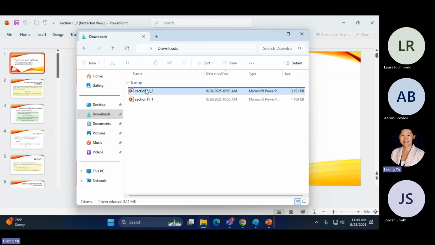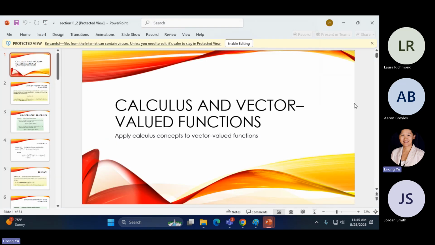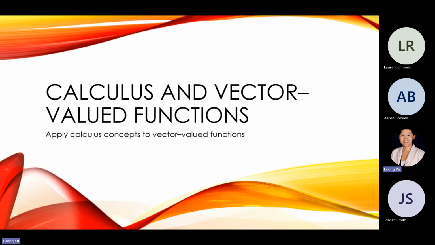Try 11.2. 11.1 introduced vector valued functions, and we're going to do calculus with them starting in section 2. The title is Calculus of Vector Valued Functions. So we want to be able to find the derivative of a vector valued function and integrate a vector valued function. We want to see if all the concepts that we learned in Calc 1 can also be applied to vector valued functions. That's the question here.